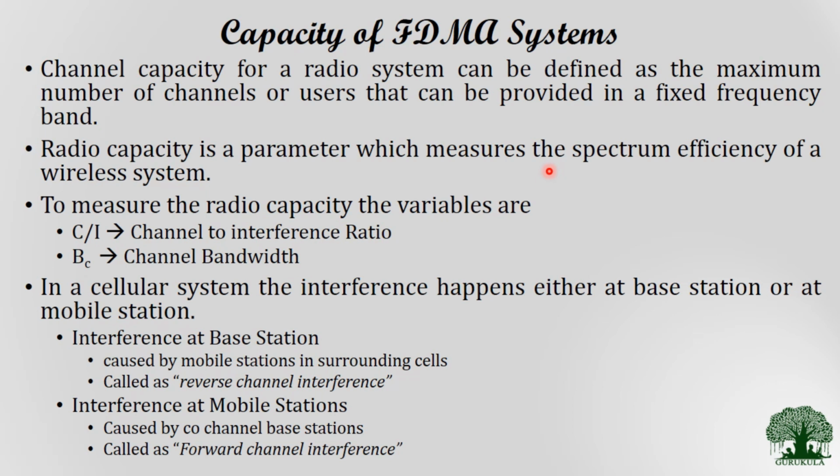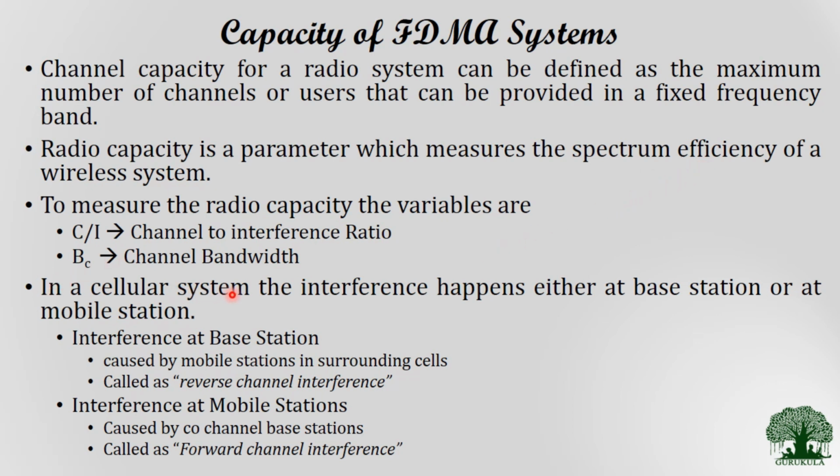So the viewers are expected to have a clear and better understanding of what channel capacity is and what radio capacity is. So when it comes to measurement, definitely we should have certain variables to measure, and to measure the radio capacity we have two variables. One is C/I, that is the channel to interference ratio, and another one is BC, that is known as channel bandwidth. So these two variables are widely used to measure the radio capacity. So what is radio capacity? The radio capacity is the parameter which we use to measure the spectrum efficiency, how effectively the spectrum has been utilized.